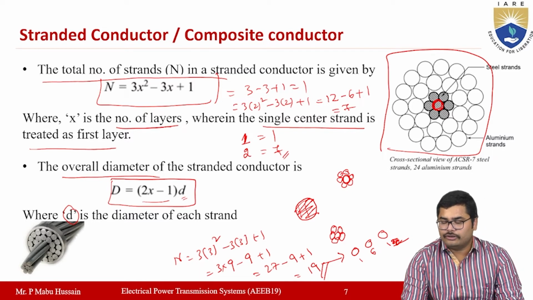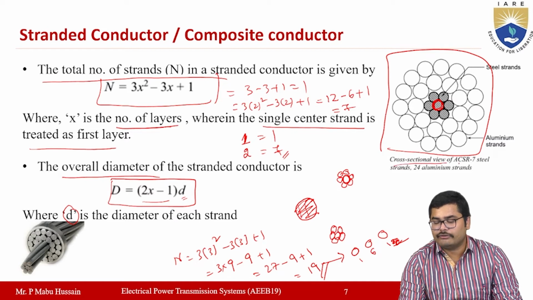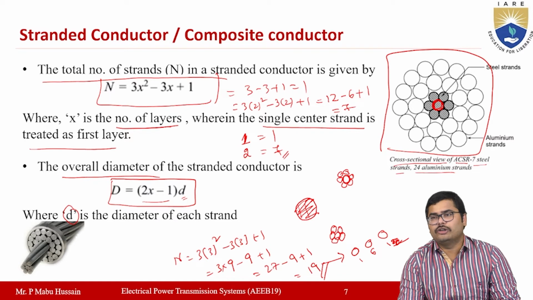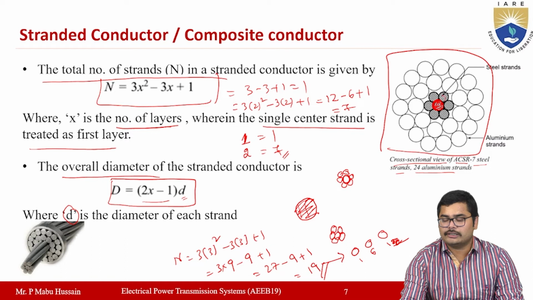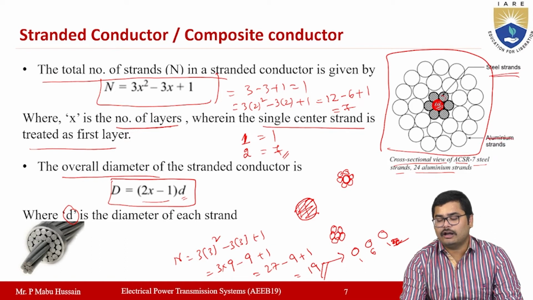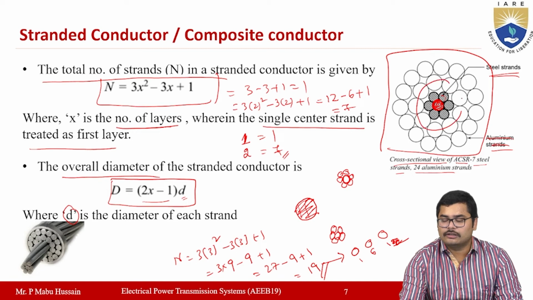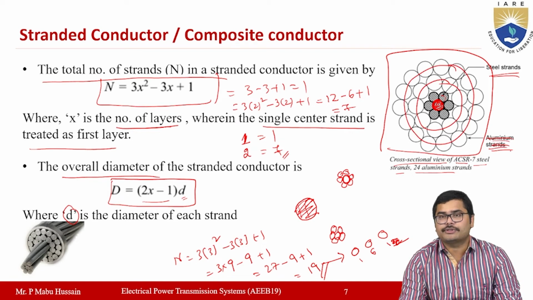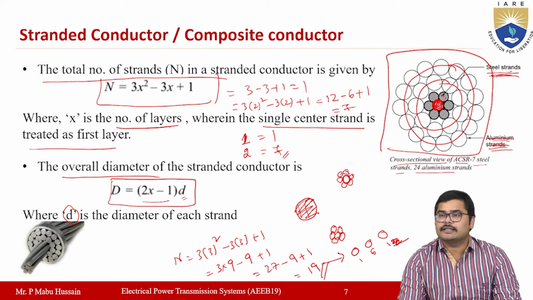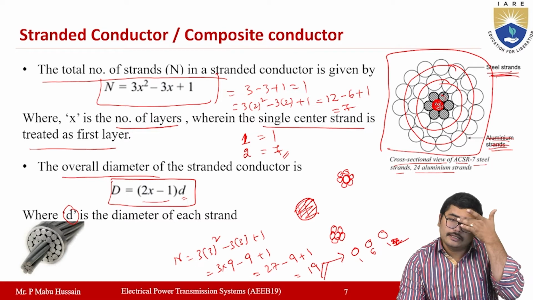Now if you see the figure, it is the cross-sectional view of an ACSR conductor, which has 7 steel conductor strands and 24 aluminum strands. Of the layers you see, the inside layers have steel strands and the remaining are aluminum strands. So in a stranded conductor, the strands can be made of different materials. The top 2 layers are made of aluminum strands, and the inside layers are made of steel strands. Because of that, you can also call it a composite conductor, in the sense that it has different materials inside the conductor.